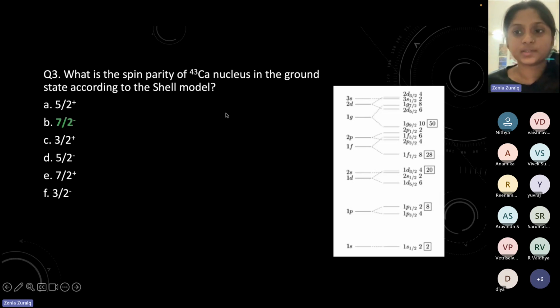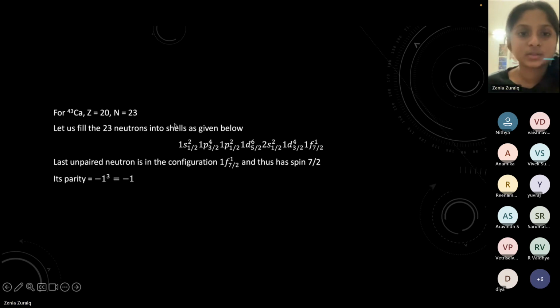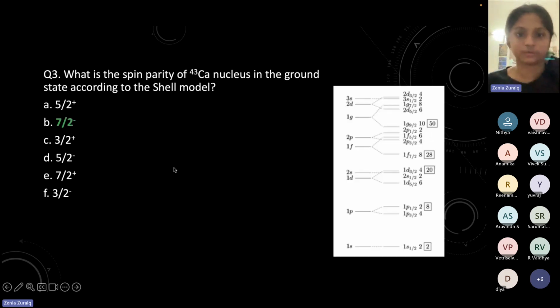So, again, this is a straightforward way of putting this. The important thing that is not mentioned here is the proton number of calcium. The Z for calcium is 20. That should immediately tell you that the number of protons will not matter for my calculation because they are fully filled. So I only have to worry about the neutrons, which is 43 minus 20, which is 23. So I have to just fill in the shell according to the neutrons. Let us fill the 23 neutrons into the shell because the protons are already filled. They are already in a magic number configuration.